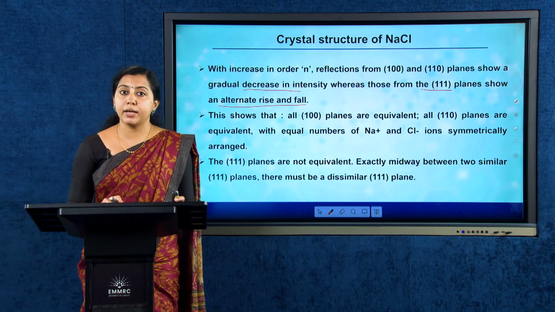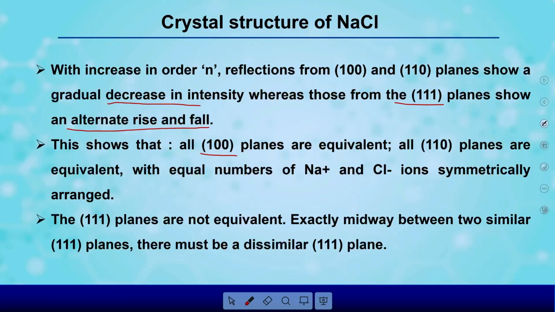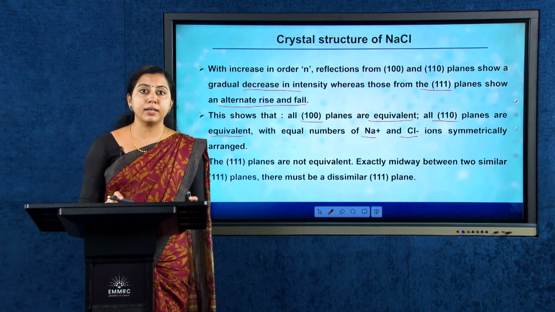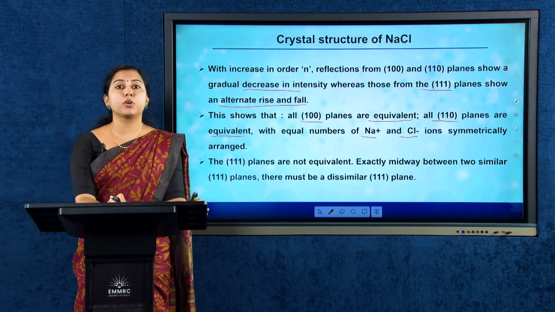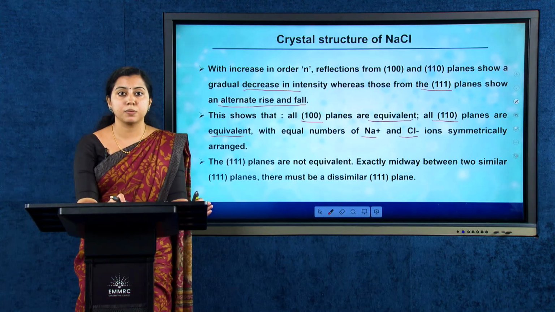So, from this we can interpret that all 100 planes are equivalent. Similarly, all 110 planes are also equivalent. That means there are equal numbers of Na plus and Cl minus ions symmetrically arranged. So, all 100 planes and all 110 planes are equivalent, which means there will be an equal number of sodium and chloride ions symmetrically arranged in the lattice.